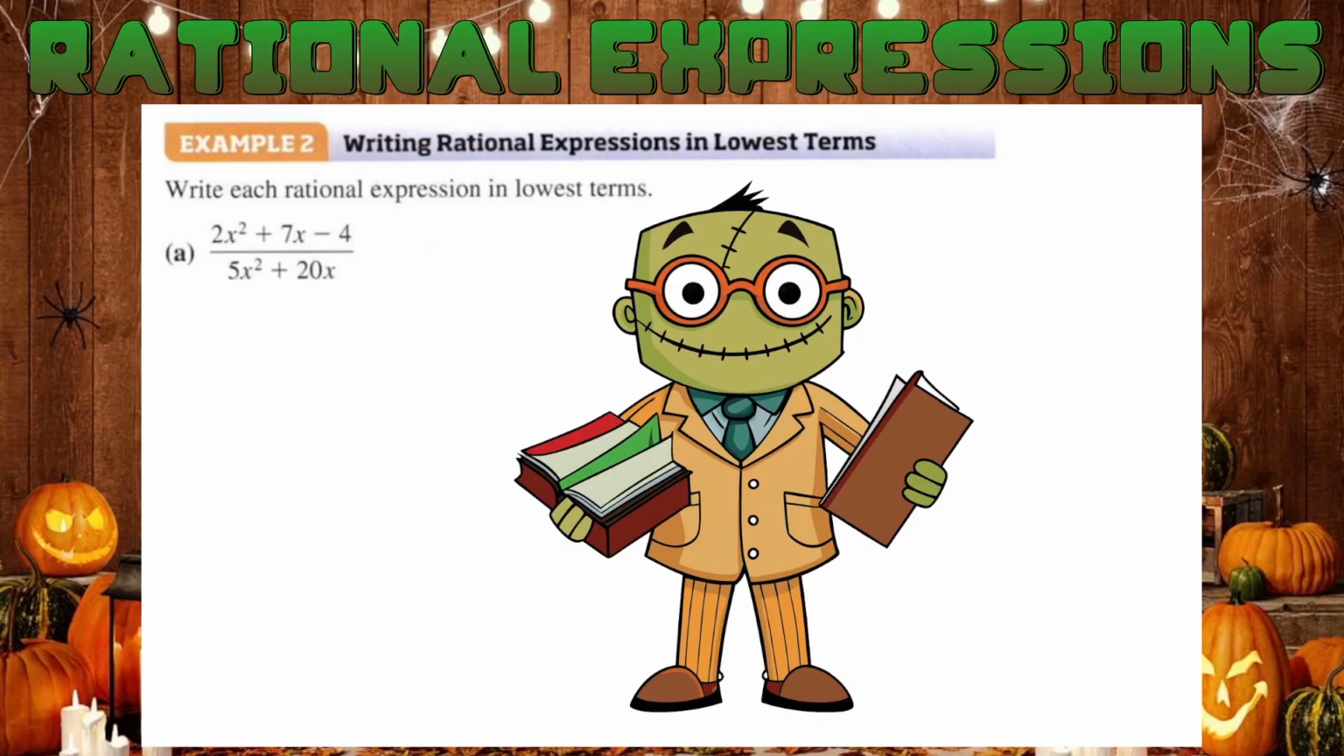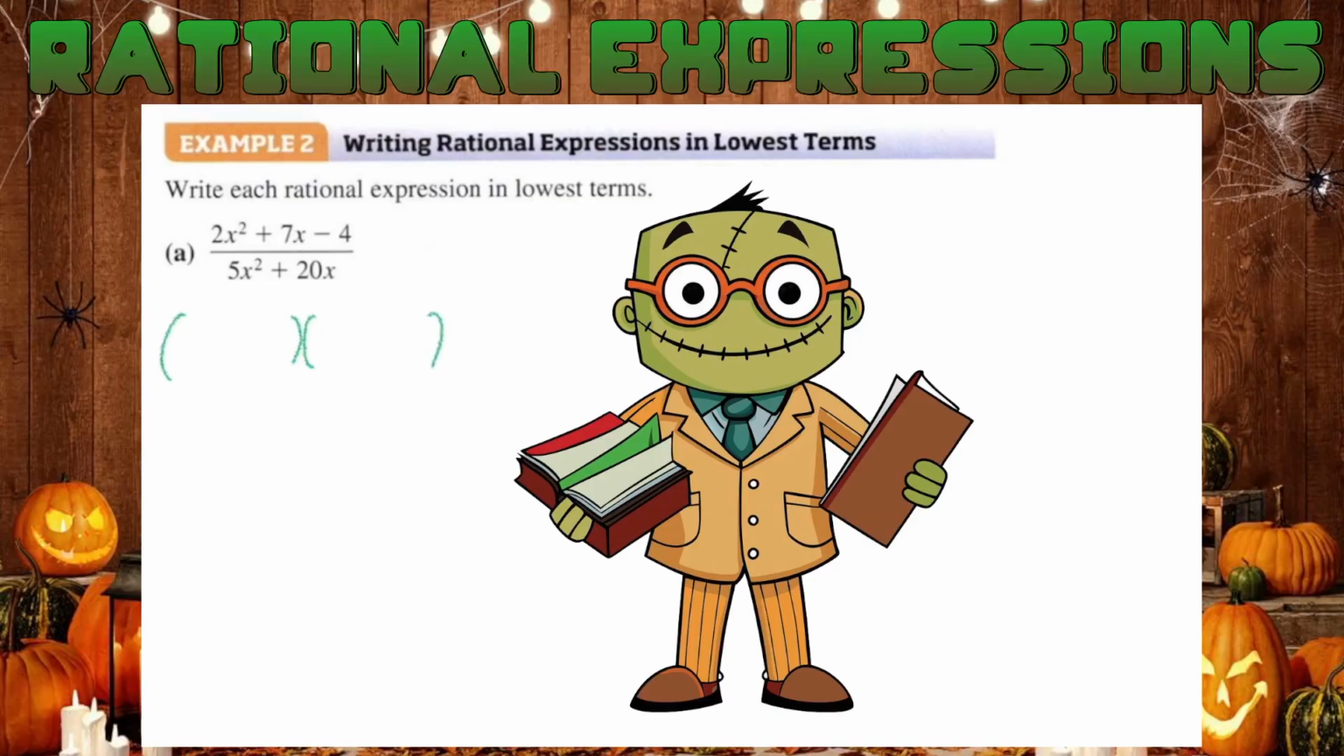So what we're going to do is look for 1, but we have to do so by looking for things attached through multiplication and/or division only, which means we've got to factor. So let's factor. The numerator, we have a quadratic trinomial. It is a classic AC method type of problem.